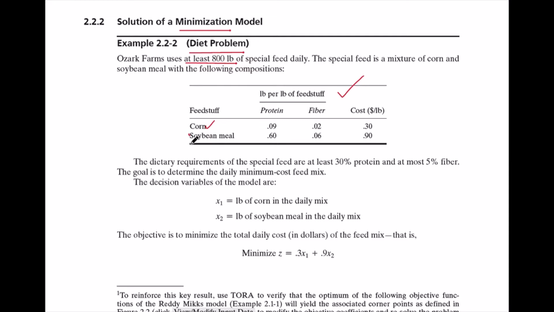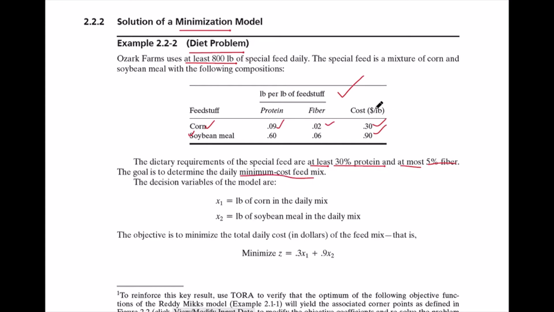Corn and soybean are the raw materials which contain this much amount of protein and fiber in them, and corn costs this much dollar per lb, and soybean 0.90. Now the question continues: the dietary requirements of the special feed are at least 30% protein and at most 5% fiber. The goal is to determine the minimum cost feed mix.